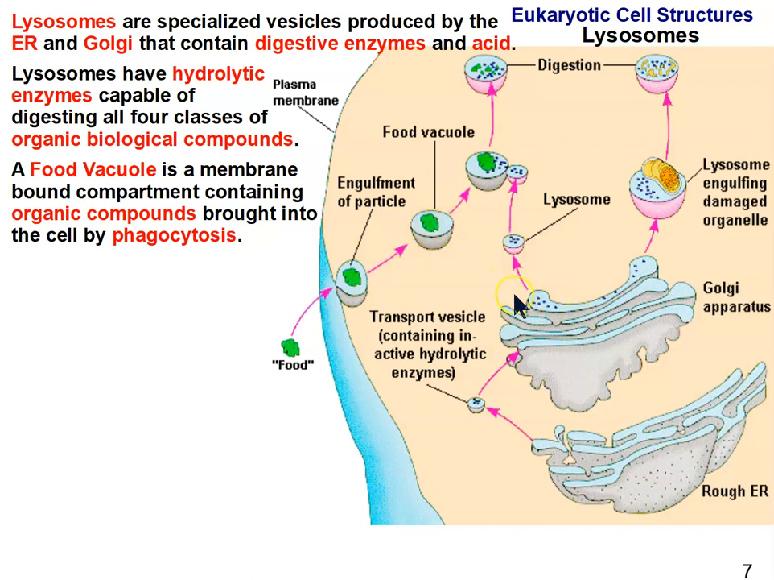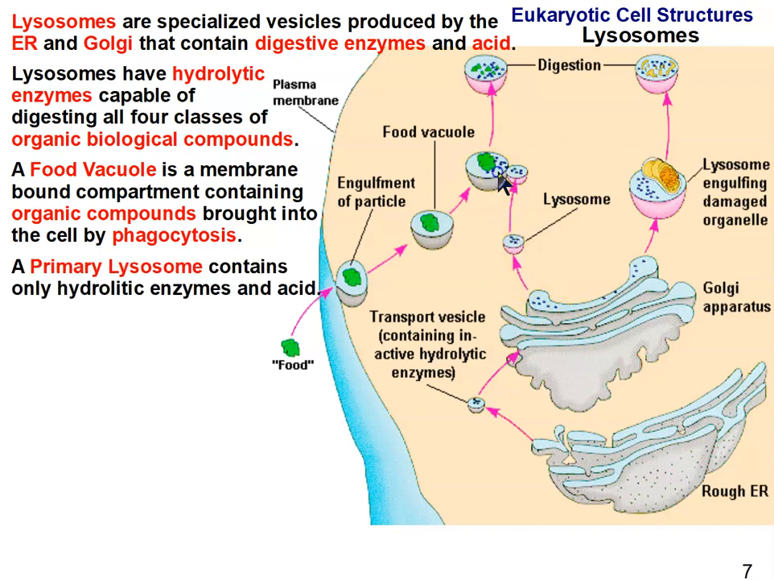Notice that the lysosome being produced from the Golgi is going to fuse with the food vacuole. A lysosome, when it's first made from the Golgi, is known as a primary lysosome. So this is a primary lysosome. But it's going to fuse with the food vacuole, and when that happens, it empties its digestive enzymes and acids into the food vacuole and starts to digest the food.